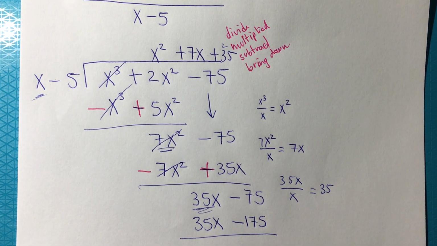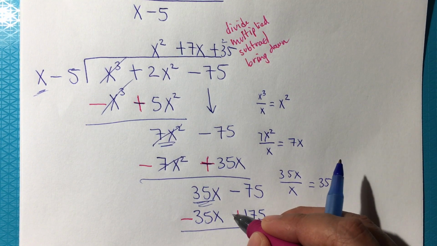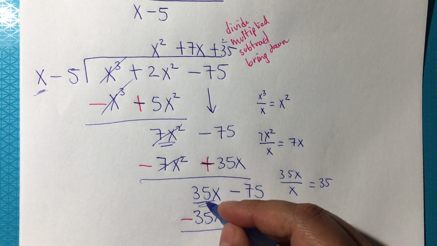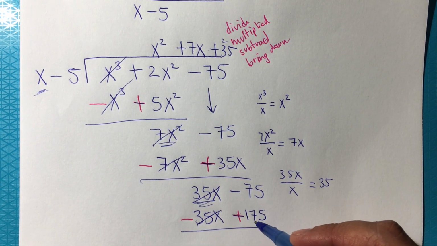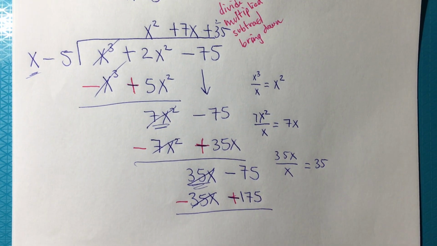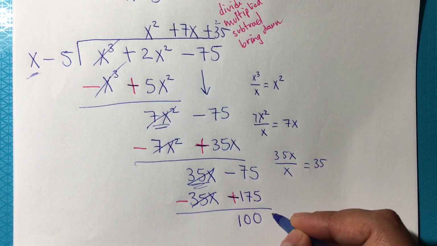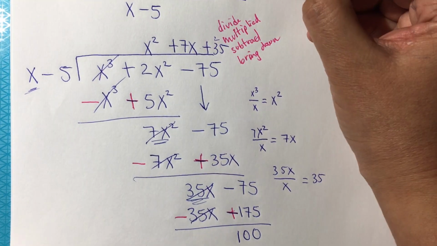And that means we change the sign. So if this is positive, it changes to negative. If this is negative, it changes to positive. This cancels. And then because I have a positive and a negative, I subtract and leave the greater sign, which is going to be positive. So I get positive 100. That's my remainder. So let me write the answer in here.